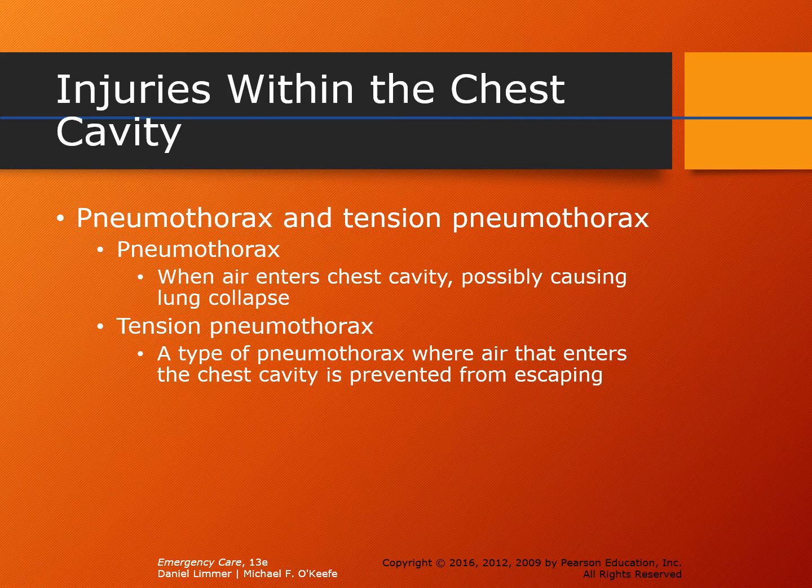Now, a tension pneumothorax is any time that we have a pneumothorax where air that's entering the chest cavity is prevented from escaping. So we'll have air that's built up and that is not going to allow the patient to effectively breathe because it will cause the lung to, again, not effectively fill and empty, or contract and expand.